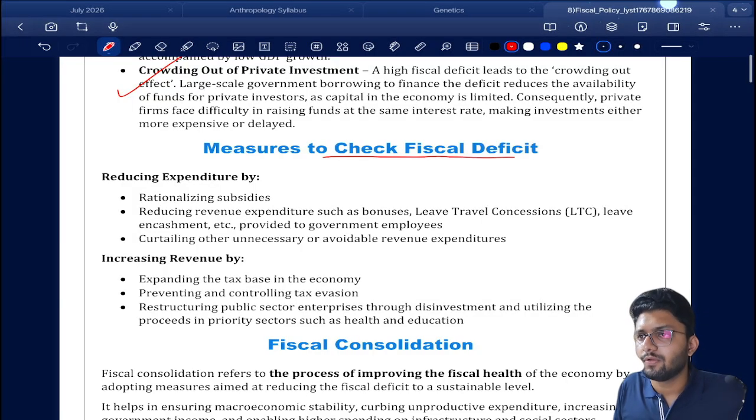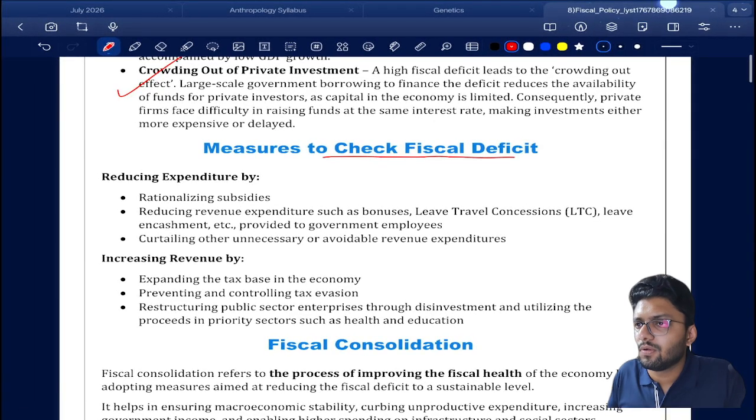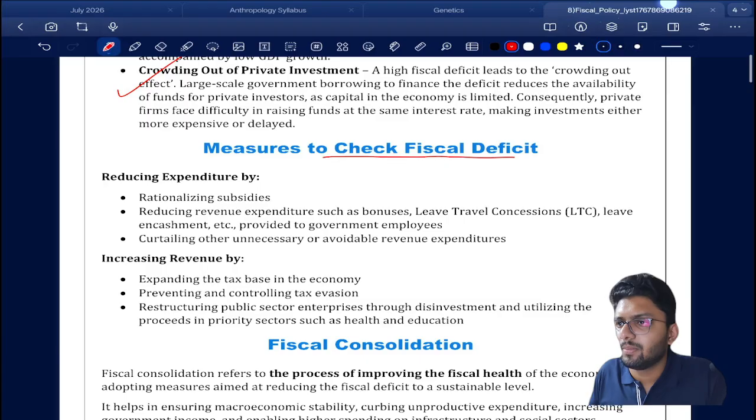Measures to check fiscal deficit. Just give me a second. This thing right here, and let me just wait a second. Let me do this.